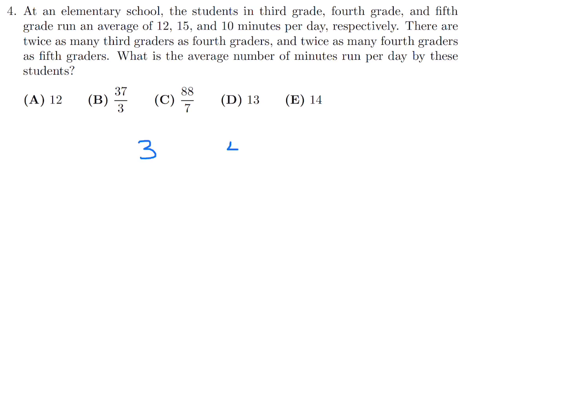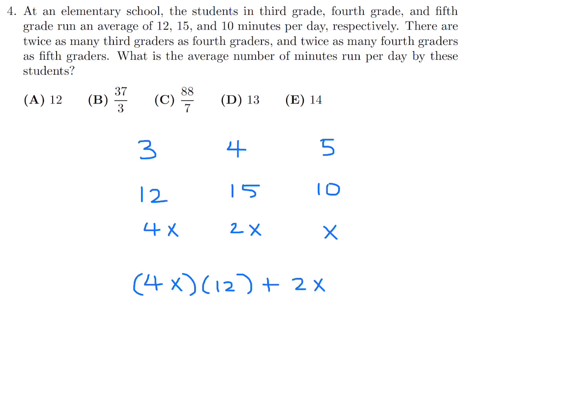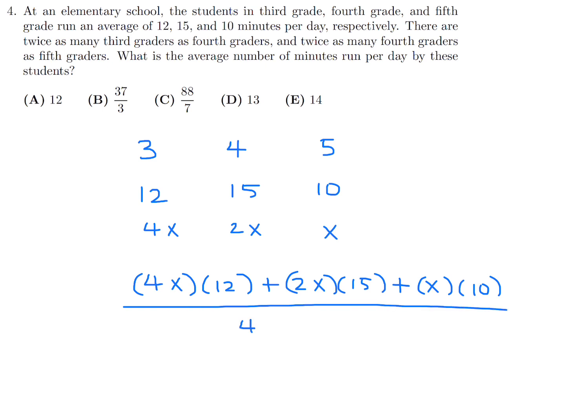So we have 3rd grade, 4th grade, and 5th grade. And the numbers are 12, 15, and 10. And in terms of the number of students, it's 4x, 2x, and x, right? There's twice as many 3rd graders as 4th graders, twice as many 4th graders as 5th graders. And then for the average, you're just going to take the number of 3rd graders multiplied by 12, then the number of 4th graders multiplied by 15, and then the number of 5th graders multiplied by 10. We divide that by the total, which is 4x plus 2x plus x.